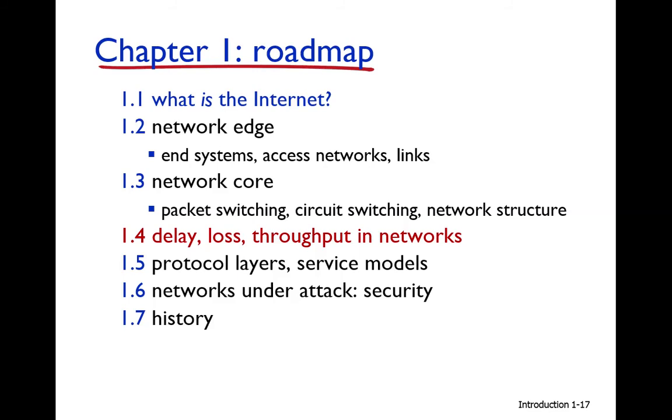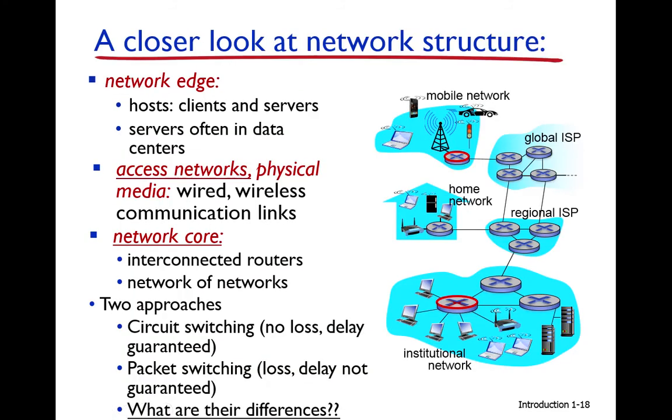Okay, so we are going to discuss how delay occurs, how packet loss occurs, and what the throughput is in the network. If you do remember, we know that the internet can be divided into two parts. One is called the access network, the network edge, and one is called the core network. So this is network edge, this is network edge, this is network edge, and this is the core network part.